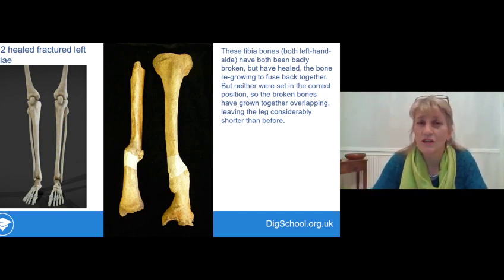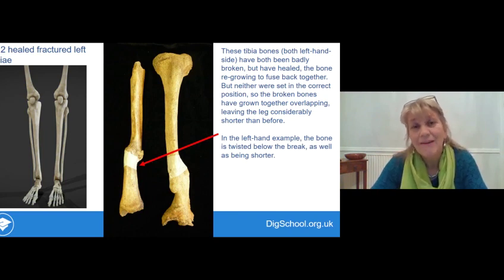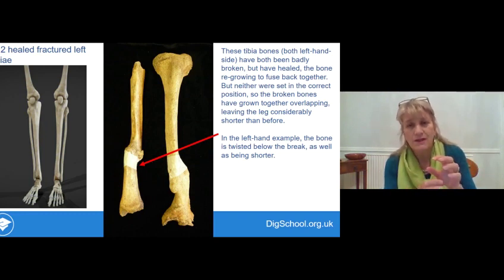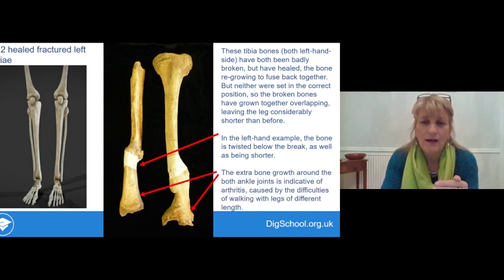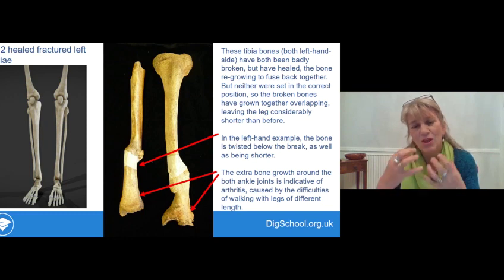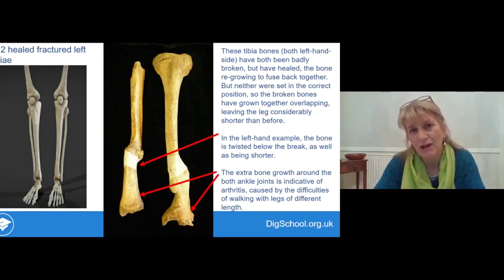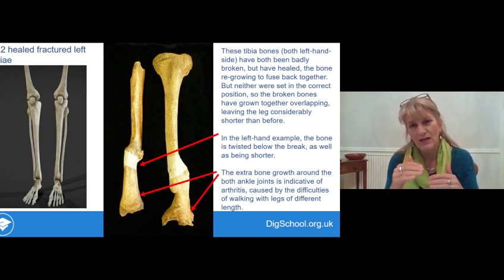That would have left someone not only with a rather funny shaped leg, but also, much more seriously, with one leg considerably shorter than the other. In the left-hand example that the arrow is pointing up there, the lower end of the tibia is actually twisted as well, so the foot would have been out of alignment. And in both of these cases, the thickened bone around the bottom is evidence of arthritis, which shows the effect of having to walk awkwardly. If one leg is 2 or 3 inches shorter than the other, you're going to walk very unevenly, and that puts a strain on the bones, and that causes the arthritis.